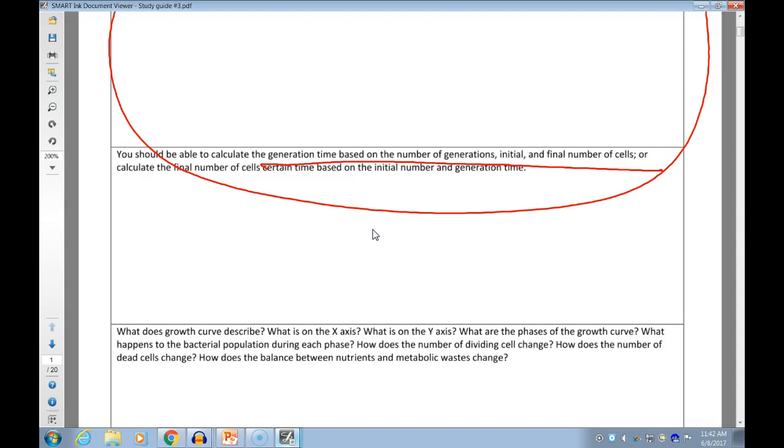Is that clear? Okay. So calculate either the final number or the generation time.